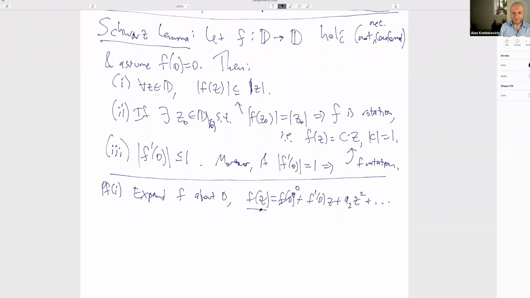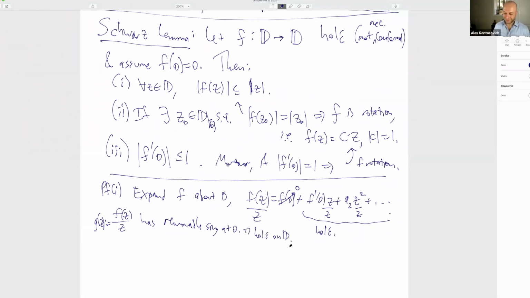And if I divide this by z, I get a nice holomorphic function. So this is holomorphic. In other words, f of z over z has a removable singularity at 0. Okay, so let's call this g of z. So it's holomorphic on the disk.